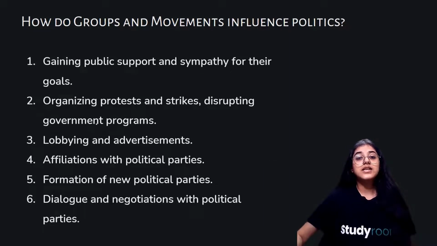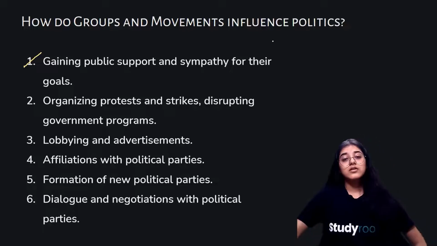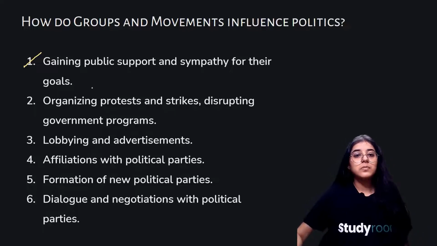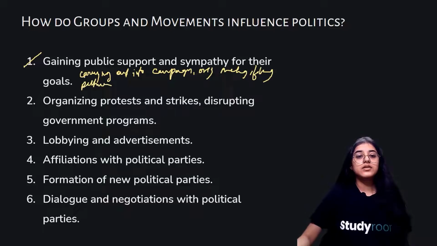Okay, moving ahead, how do these groups and movements influence politics? These movements and groups play a very important role in influencing politics. The first example is gaining public support and sympathy for their goals. How do they try to do it? By carrying out info campaigns, organizing meetings, and filing petitions. Okay. So through this, they try to gain public support and sympathy for their goals.